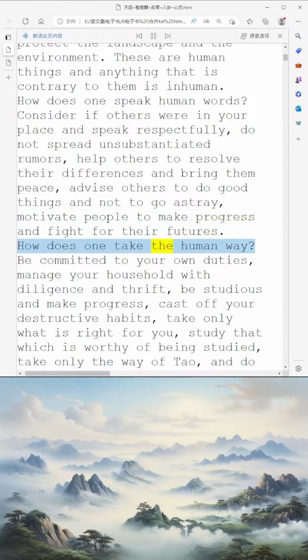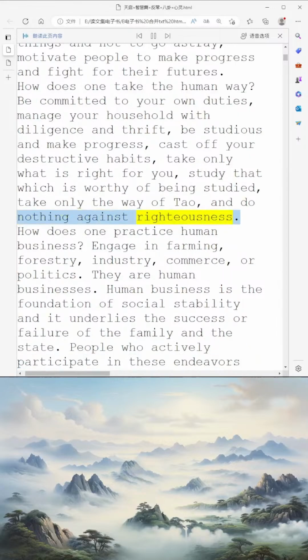How does one take the human way? Be committed to your own duties. Manage your household with diligence and thrift. Be studious and make progress. Cast off your destructive habits. Take only what is right for you. Study that which is worthy of being studied. Take only the way of Tao, and do nothing against righteousness.